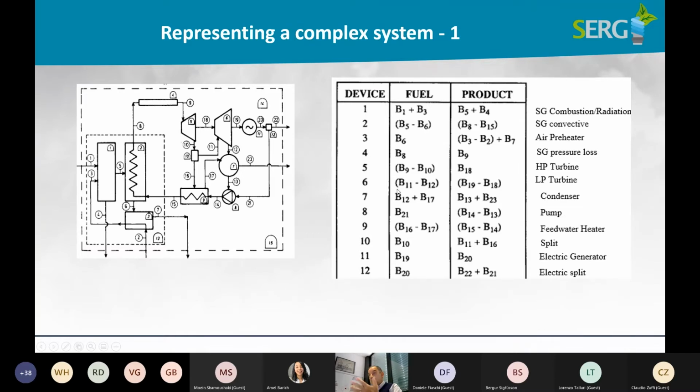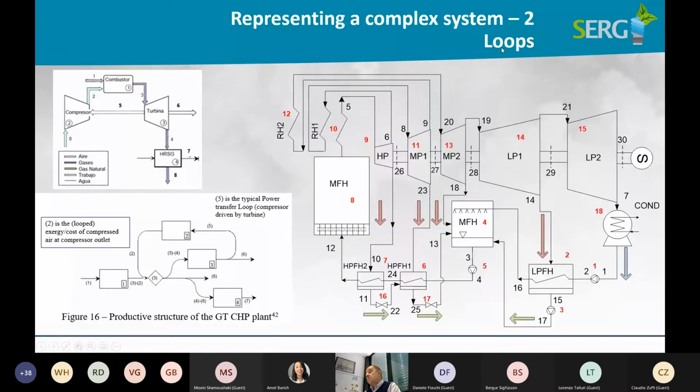These are references from original papers about Exergy analysis, and you see the definition for each device of what is the fuel, what is the product, what is the device. So there are numbers for the device. And it is also important to understand that there can be loops in energy systems, like in electronic systems.